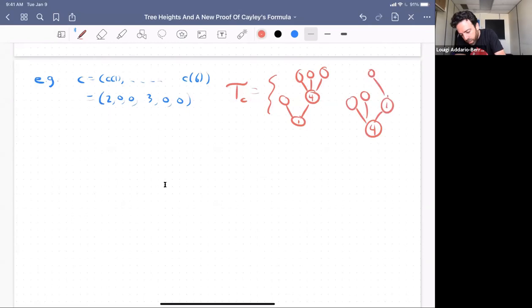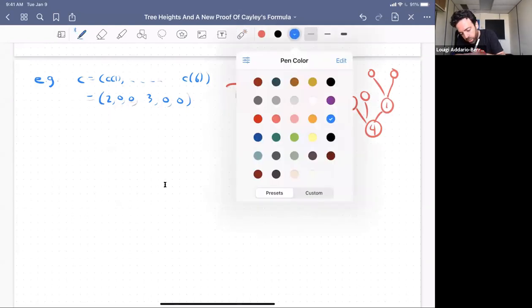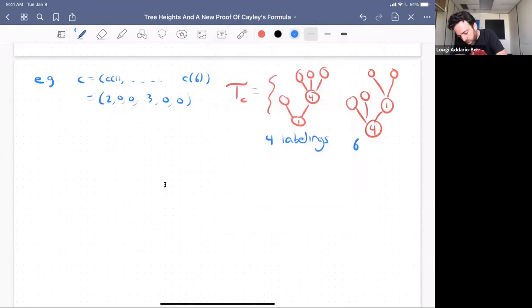And in the first case, there's 4 possible labelings. I just have to choose which of the labels 2, 3, 5, and 6 is a child of 1. And in the second case, there's 4 choose 2, 6 possible labelings. So the set TC in that case has size 10.